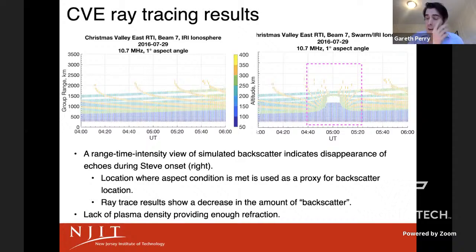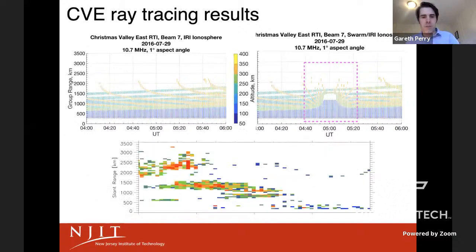And so what you see is, right about the time where we have this Steve event, excuse me, my timer's going off, the Steve event occurs, indeed we do see the group range of these echoes increase and then completely disappear. So that means that your aspect angle condition is no longer being met. And it more or less is consistent with what we saw in the SuperDARN data. So I'm going to show these two plots together.